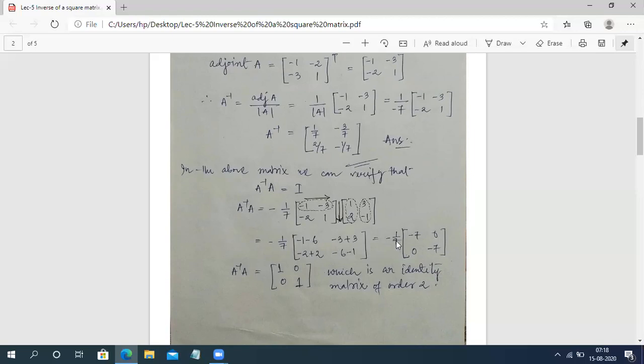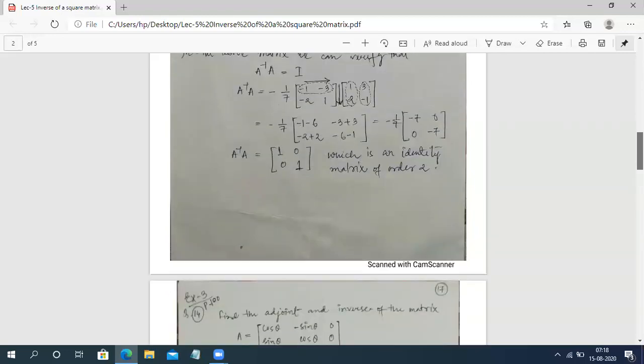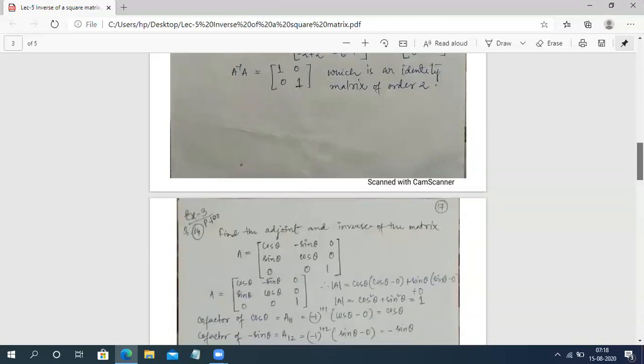That comes out as minus 1 by 7 times the matrix minus 7, 0, 0, minus 7, and definitely its value is 1, 0, 0, 1, and that is the identity matrix of order 2. So clear? So we have our next example.